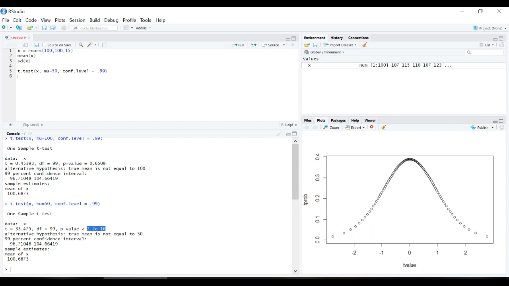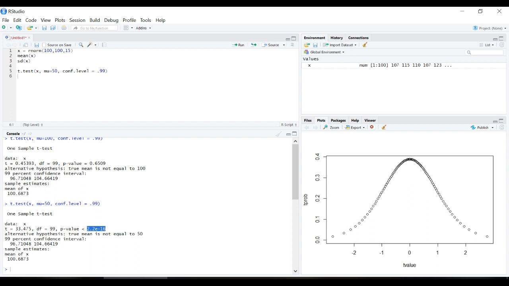and then we see this notation, e minus 16. That is scientific notation, and it's how R represents it. What it lets us know is that it is 2.2 times 10 to the negative 16th power. So if you were to put this in a straight decimal form, we would take that decimal point that's after 2, and we would move it 16 places to the left. So this is an extremely, extremely small number that is well below even an alpha level of 0.01.